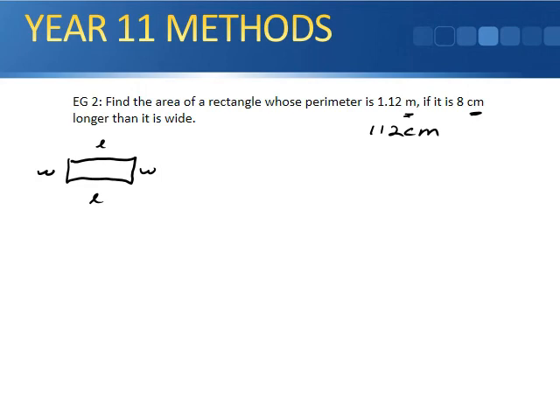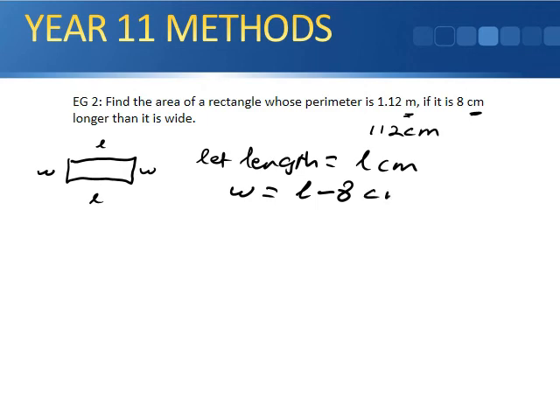So we need to actually specify one of our things. So I'm going to say let length equal L centimetres. I could have gone W, it doesn't really matter. Then the width, since the length is 8 centimetres longer, the width will be the length, take away 8. And this will also be in centimetres, because we've changed it.